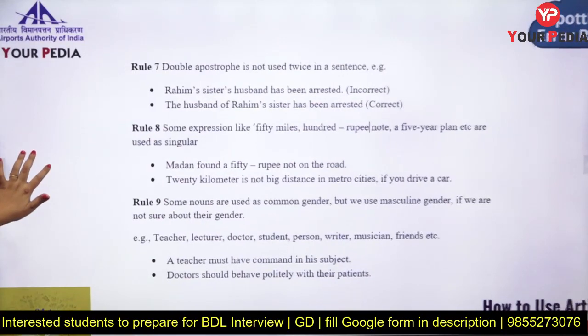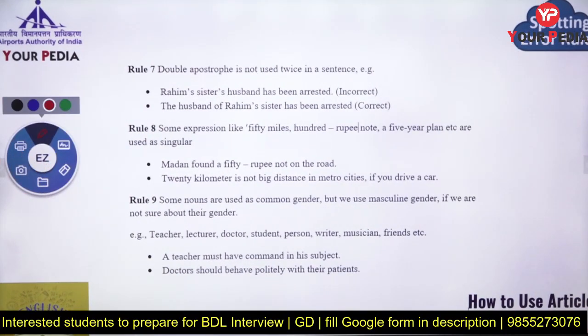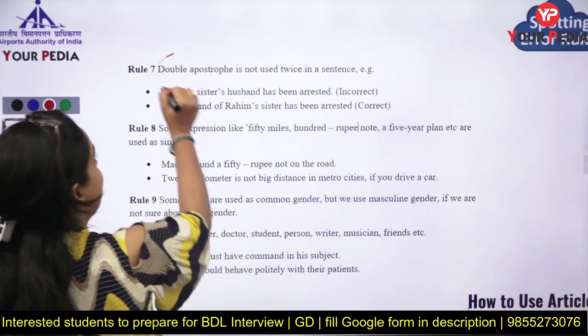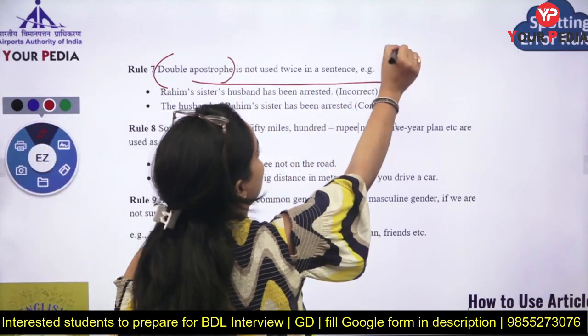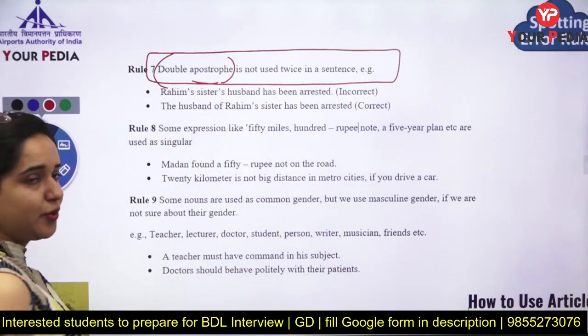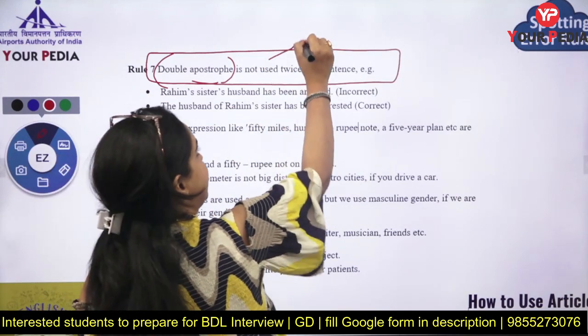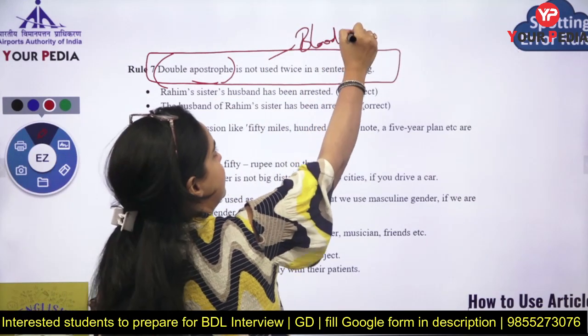Now these three are also very important. Now you will be thinking that ma'am is saying everything is important. Yeah, because I have figured out only the important things for you. Now see, double apostrophe is not used twice in a sentence. You cannot. For when you are explaining some kind of a blood relation, suppose, right?